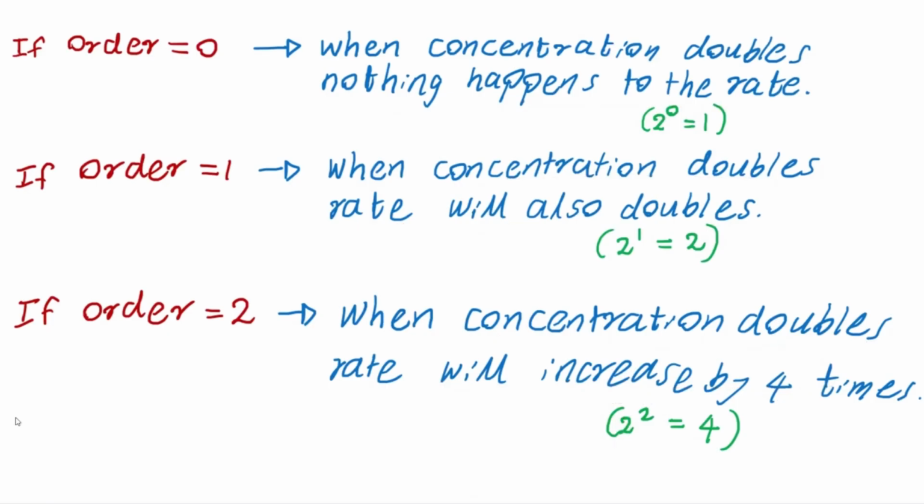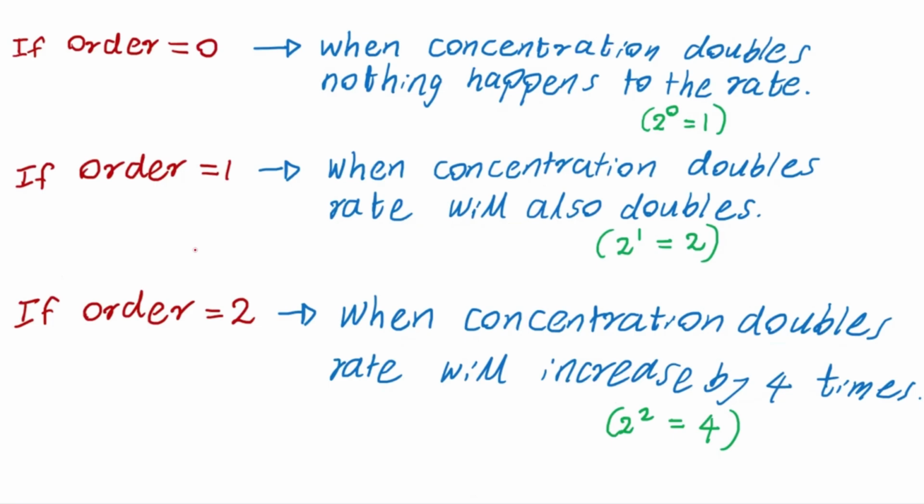So if the order is 0, even if you double the concentration, nothing happens to the rate. If the order is 1, when you double the concentration, the rate will also double. If the order is 2, when you double the concentration, the rate will increase by 4 times. Let's see what are the types of questions you will get.